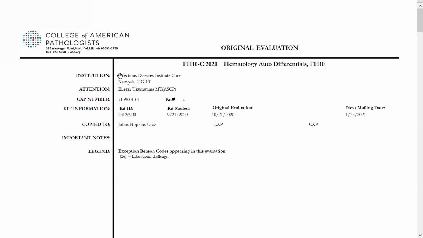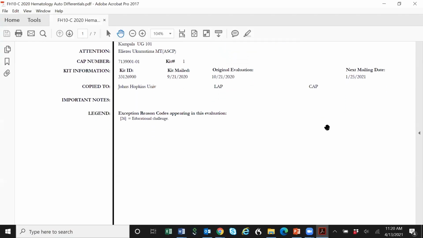And you can see down here which lab it's for. It's for the Infectious Diseases Institute core lab in Kampala, Uganda. So I served as the medical director for this lab for 6 years, and this was some of our EQA from last year. And you can see here the date the kit was mailed. It was mailed to us in September, and we submitted our evaluation in the next month, October 21st, and the next one is coming in January, and so that will be cycle A for 2021.